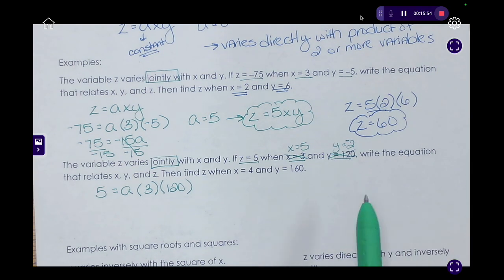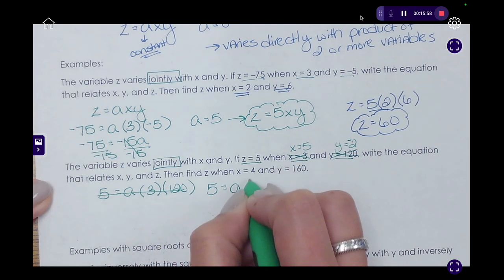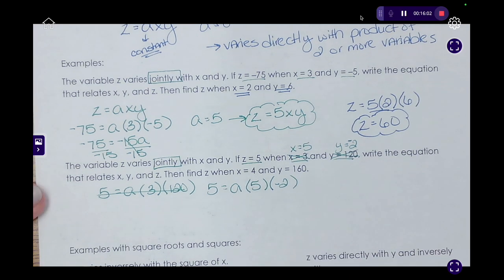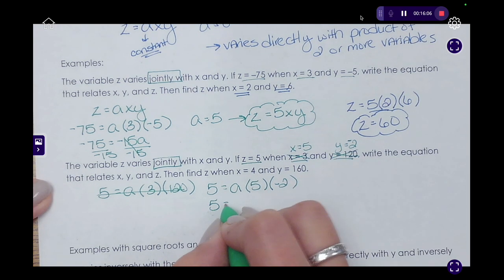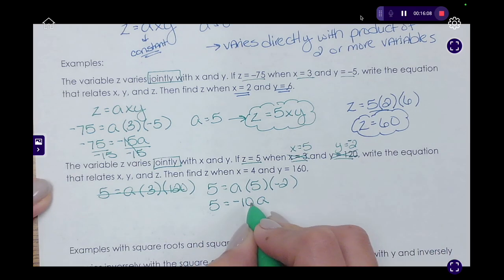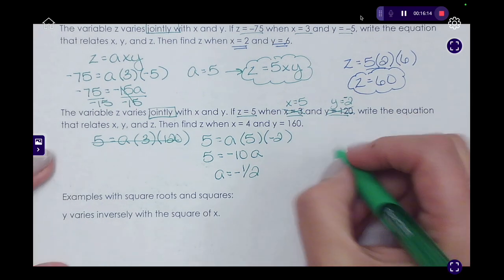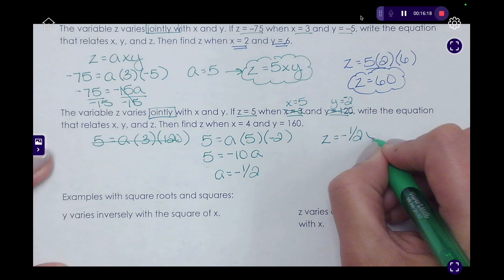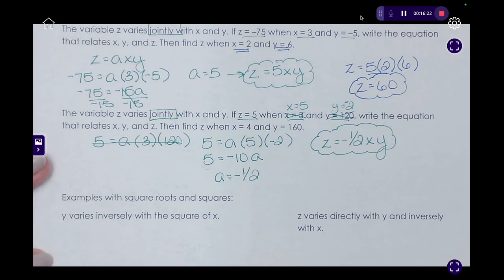So we're going to change these to make them actually work a little bit better, because that one was going to give us some really bad fractions. And we don't want to work with those. So let's change this. So 5 times 2 right here is the -10. And if I divide by -10, your a value is a -1/2. Okay, so that's a little bit of an easier fraction to work with. So if I write my equation, my a value is that -1/2. So this would be my joint variation equation.